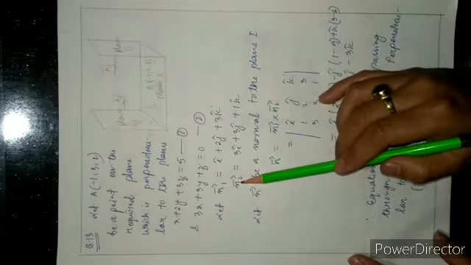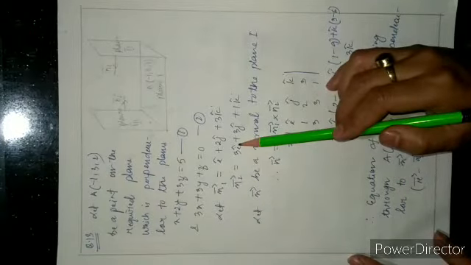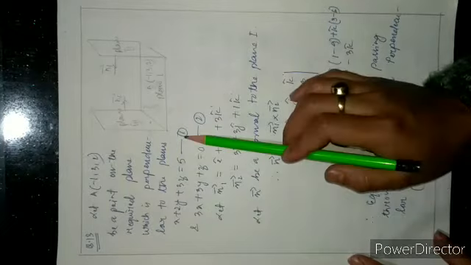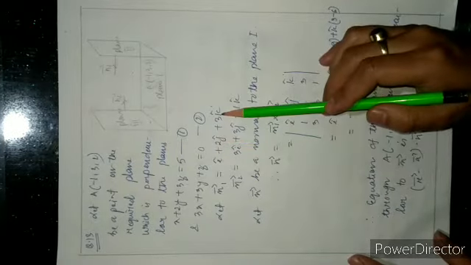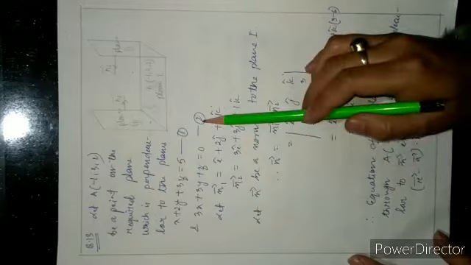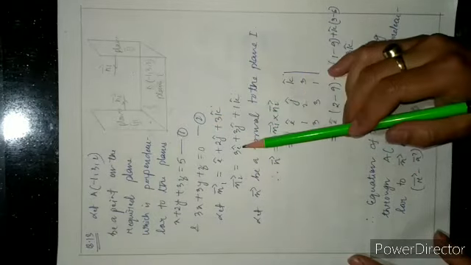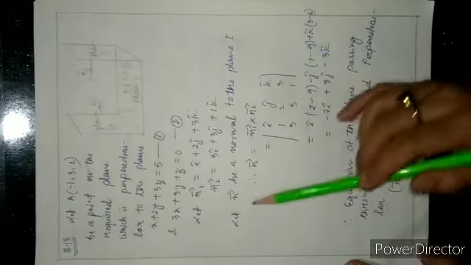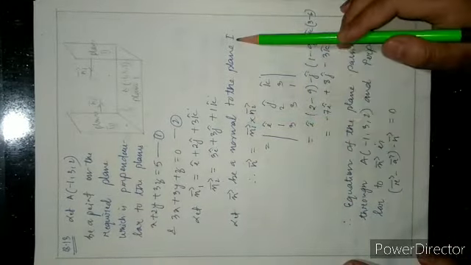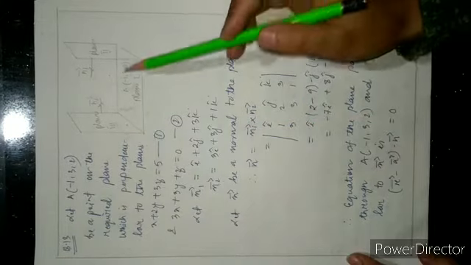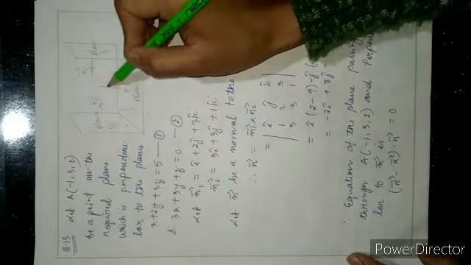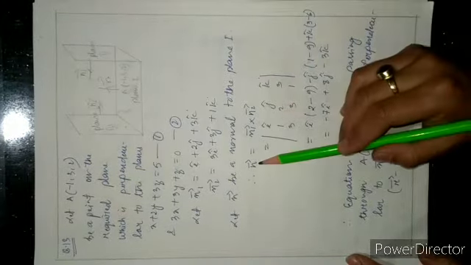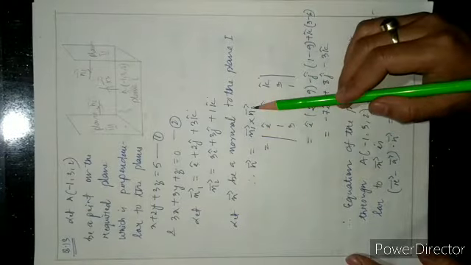Let n1 and n2 vectors be the normals to plane 1 and plane 2 respectively. n1 is formed by the coefficients of x, y, z in equation 1: i cap + 2j cap + 3k cap. n2 is formed by the coefficients in the second equation: 3i cap + 3j cap + 1k cap. Let n vector be a vector normal to the required plane. From the given condition, n vector should be perpendicular to both n1 and n2, so n vector is given by n1 vector cross n2 vector.